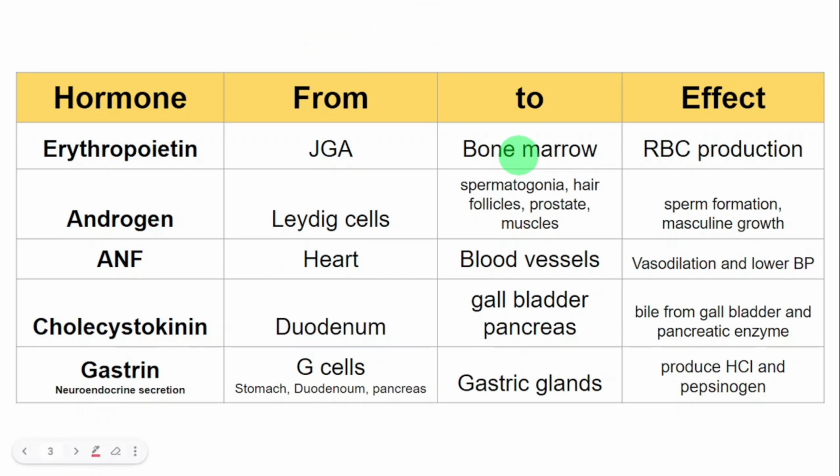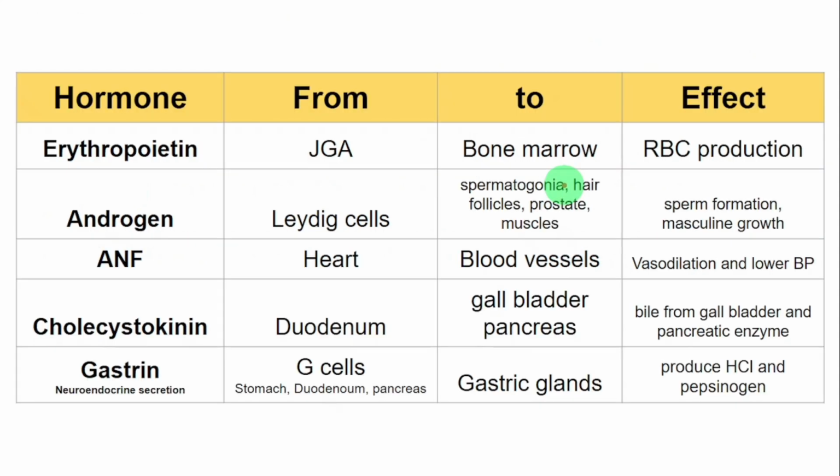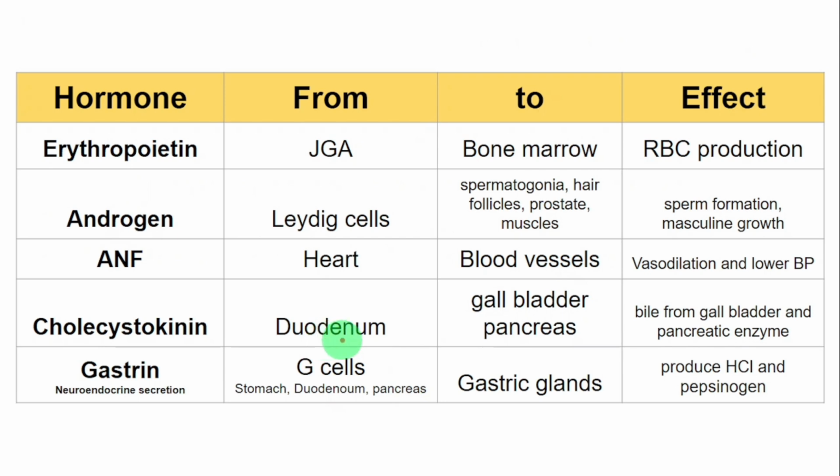Next one is cholecystokinin. The statement is: cholecystokinin is produced by the gastrointestinal tract. Although this is not given in the textbook, it only says cholecystokinin will act on gallbladder and pancreas, and the effects are secretion of bile from gallbladder and secretion of pancreatic enzymes from pancreas. The name duodenum as such is not given. It is produced by the gastrointestinal tract, of course. The duodenum is a component of the GIT.